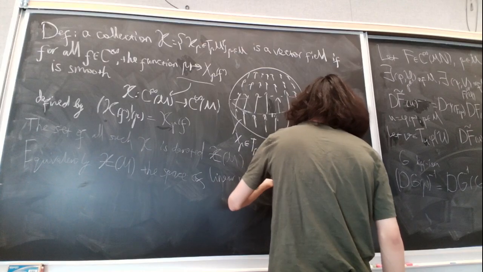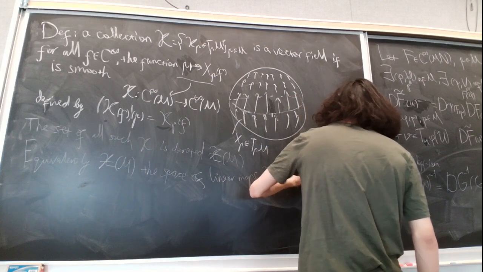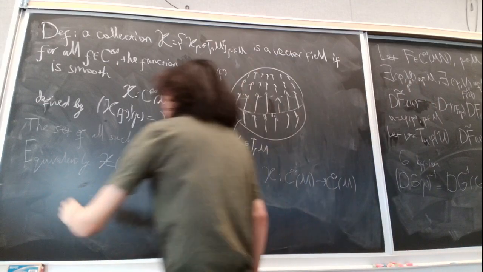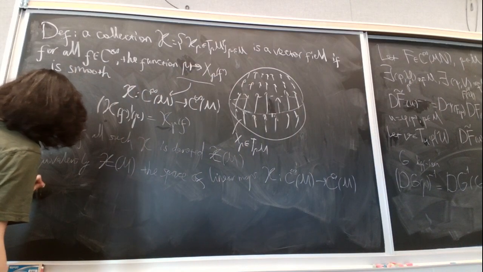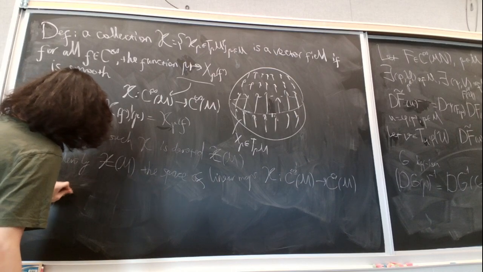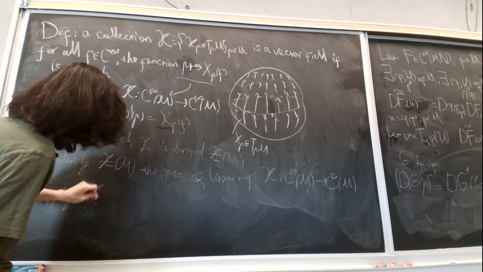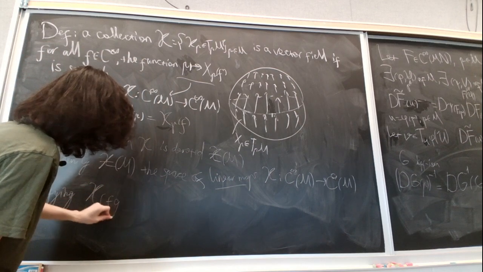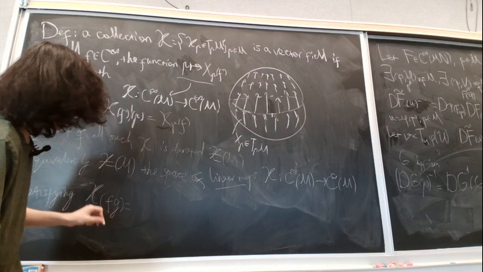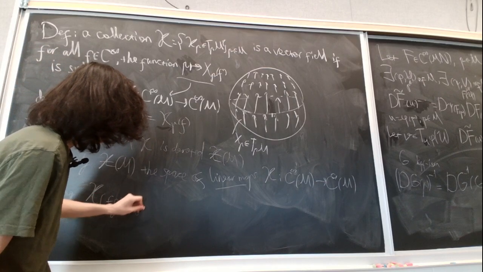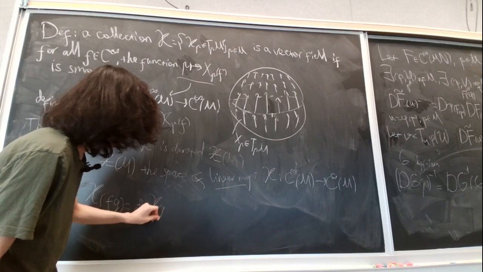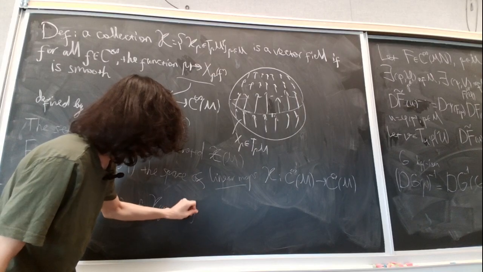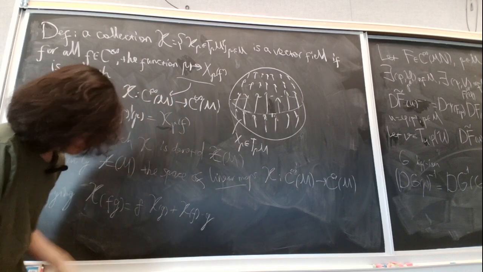X from smooth functions on M to smooth functions on M, satisfying linearity and the product rule: X of f times g is equal to f times X of g plus X of f times g. Product rule. Yeah, exactly.